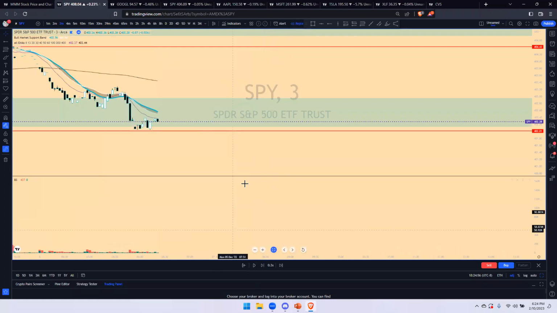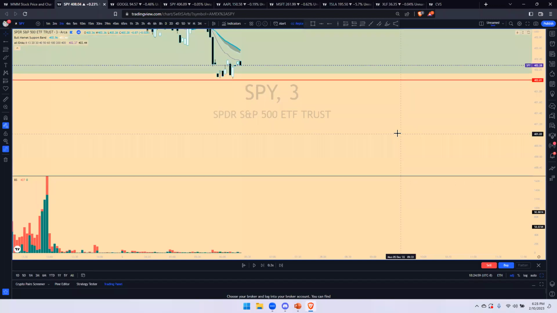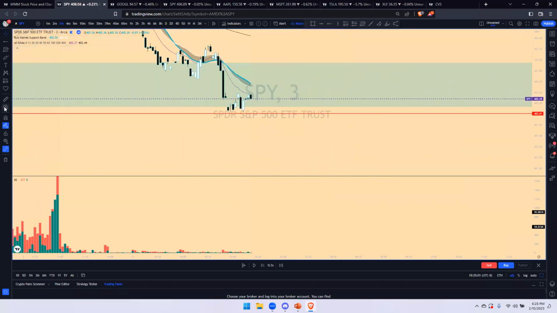Is this good enough for you? Can you see the candles and everything? You want it more zoomed in? You gotta use that little plus sign magnifying glass and zoom in. Yeah, get a little closer.